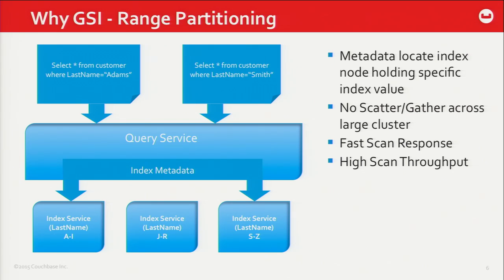So with that information, the query service is able to pinpoint exactly which node your data is going to reside in, and it can send the scan request just to that node. In this case, it allows us to serve your scan requests very fast. If you have a big cluster, there's no scatter gather, because we know exactly through the index metadata where the data resides.